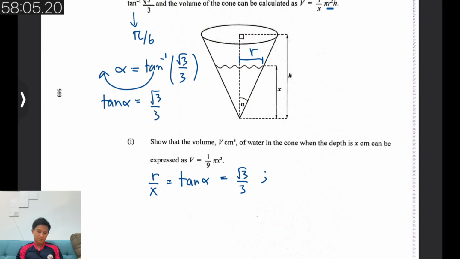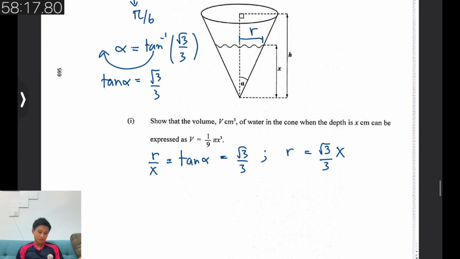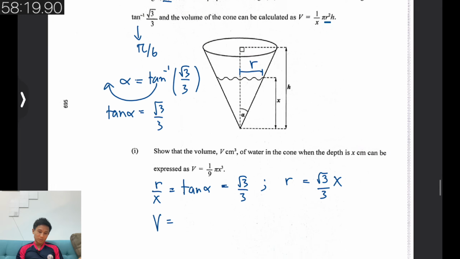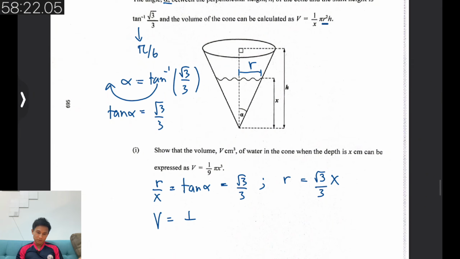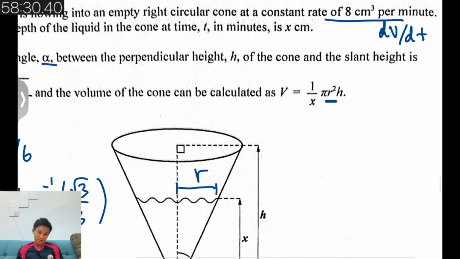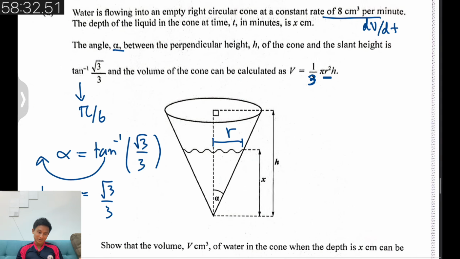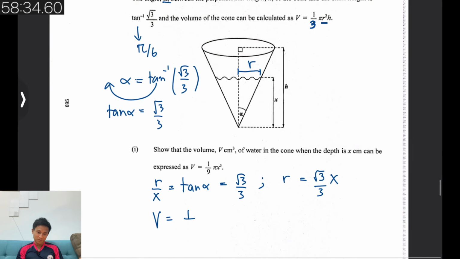That means the r, because they don't have the r here, we need to prove that in terms of x, right? So r equals tan alpha times x, yeah? So that means when we put back to the volume equation, we're going to get 1 over x? 1 over x pi r squared h. That shouldn't be right. This should be a 3, yeah? Okay, that's a typo. That should be a 3.